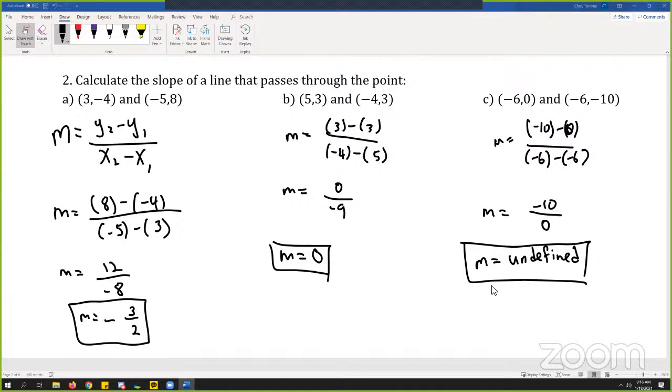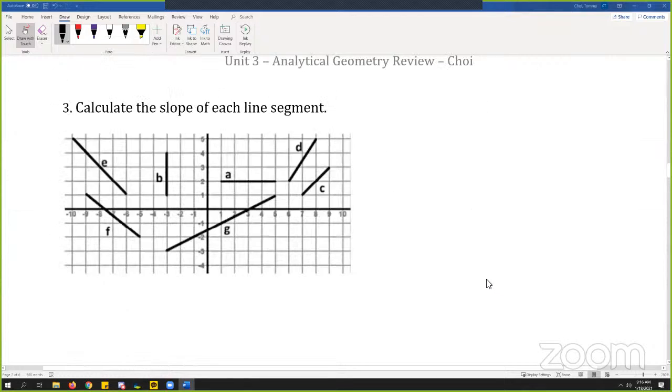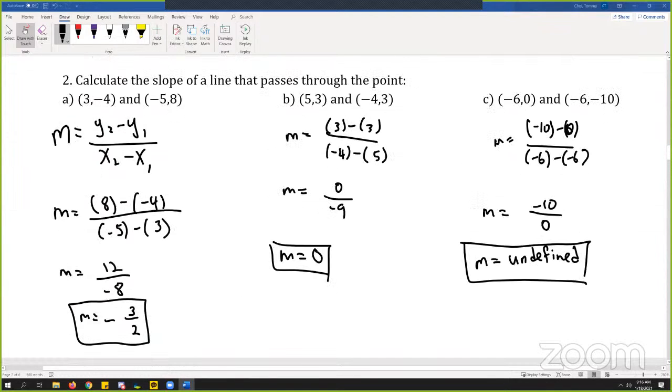Any questions on number 2? Going once, going twice. Okay. Yes? No, I said I don't.